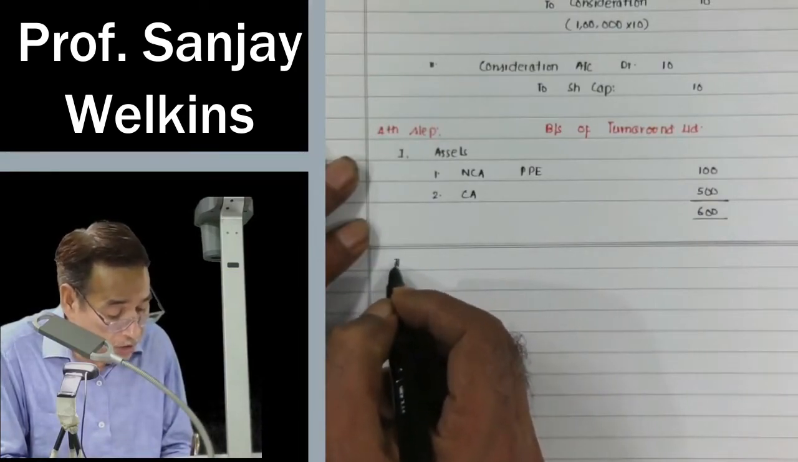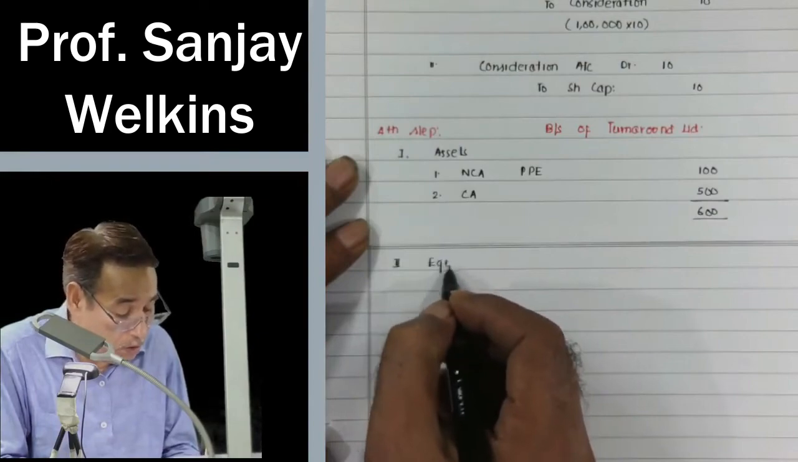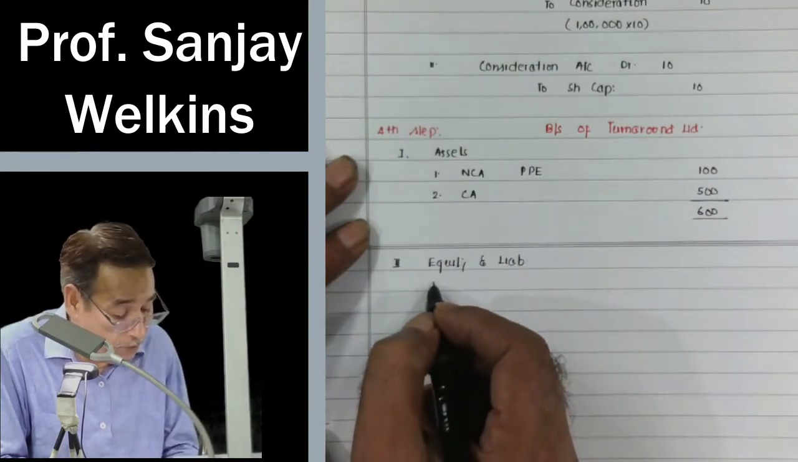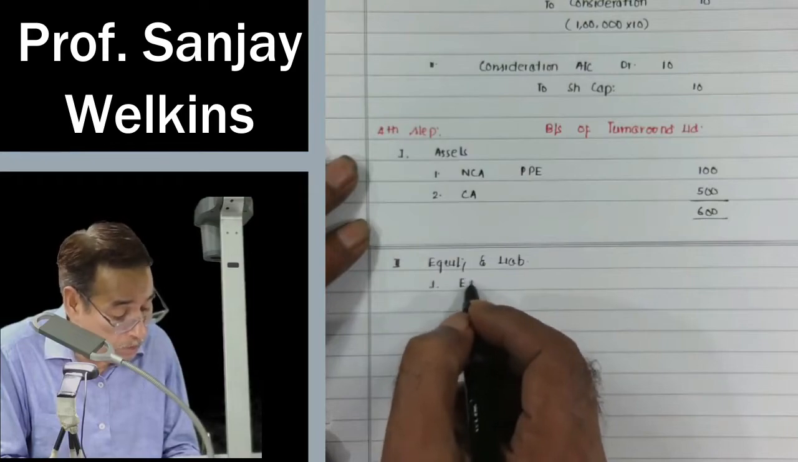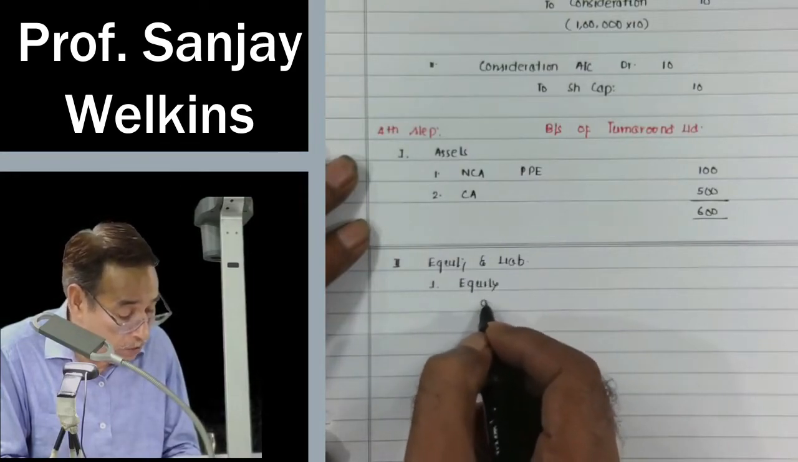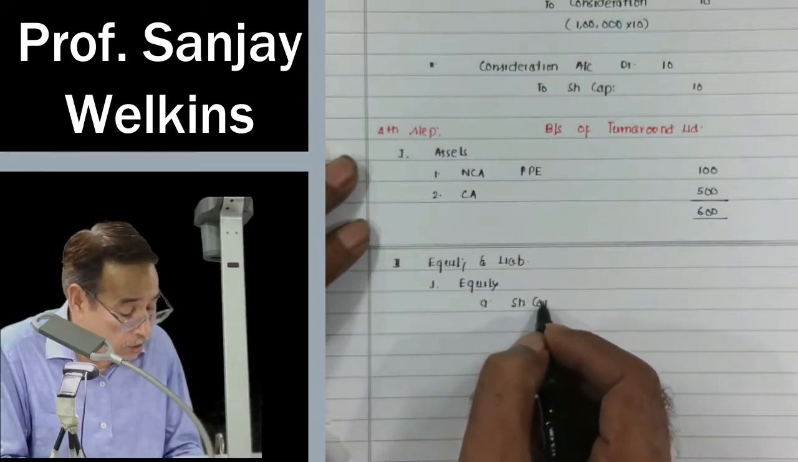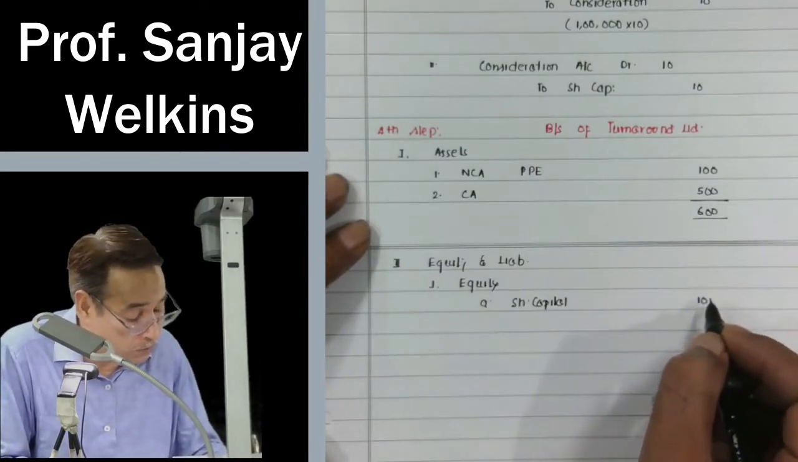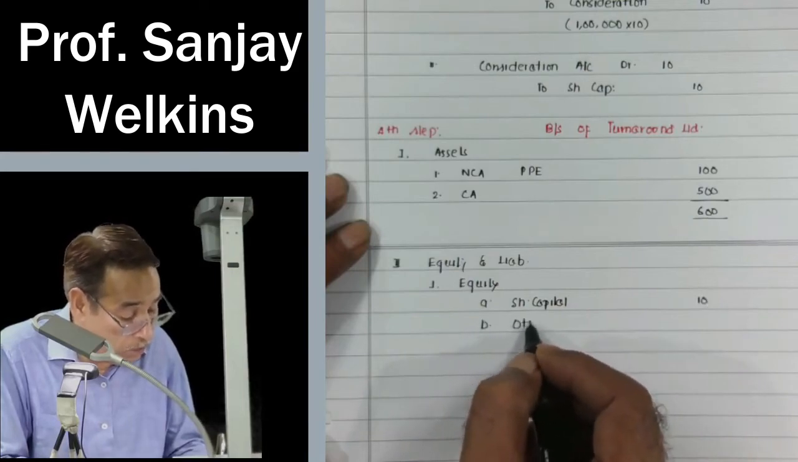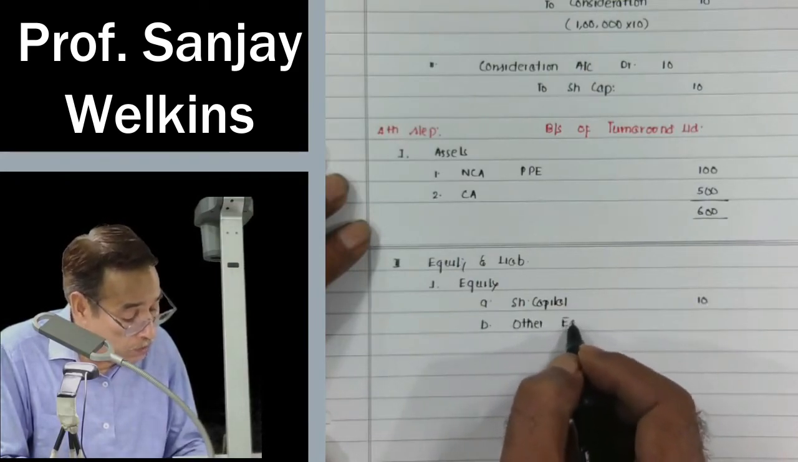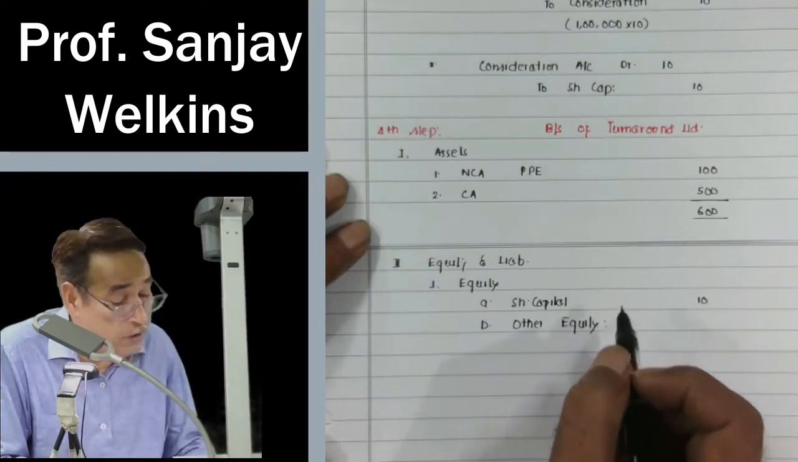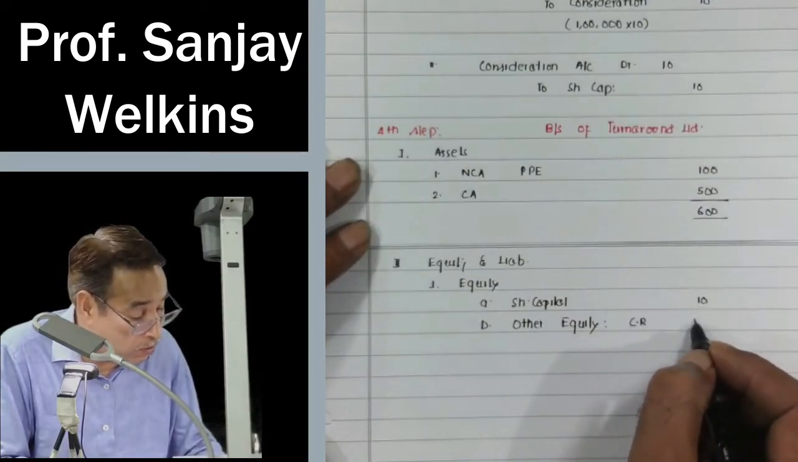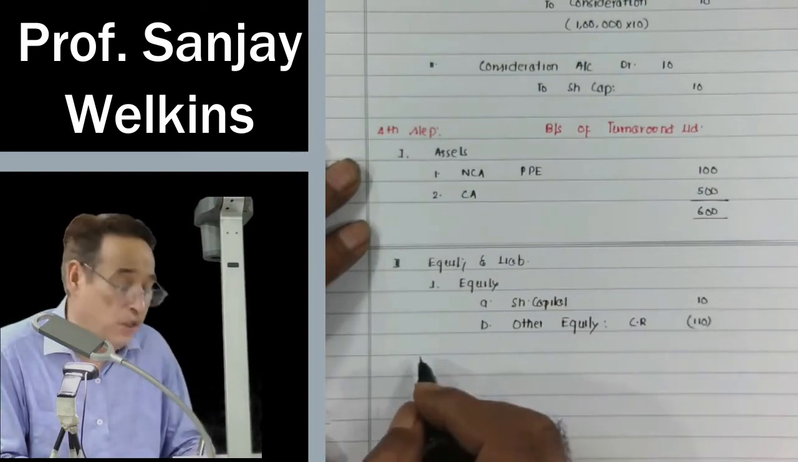Second, equity and liability. As far as equity and liability is concerned, first of all, I am going to write equity. Under equity, we write share capital. What will be the share capital of Turnaround Limited? It's a new company. It has just offered 1 crore shares of 10 each, so 10 crore. B, other equity. It's a new company, so no previous balance in other equity. However, capital reserve is having a debit balance, so I am going to write here 110 as debit balance. Is it clear to you?